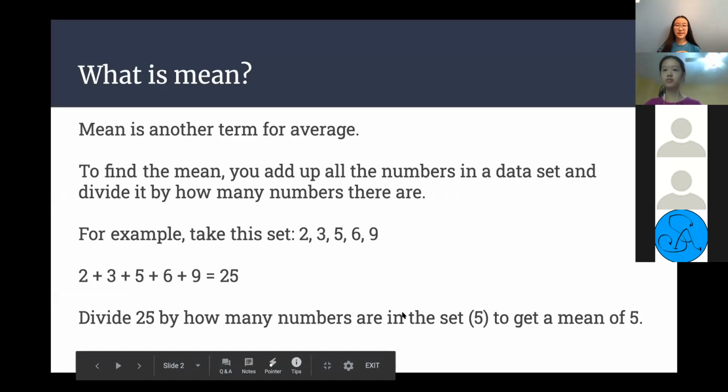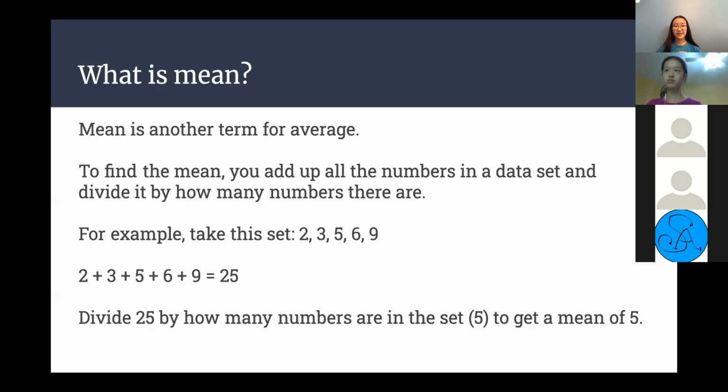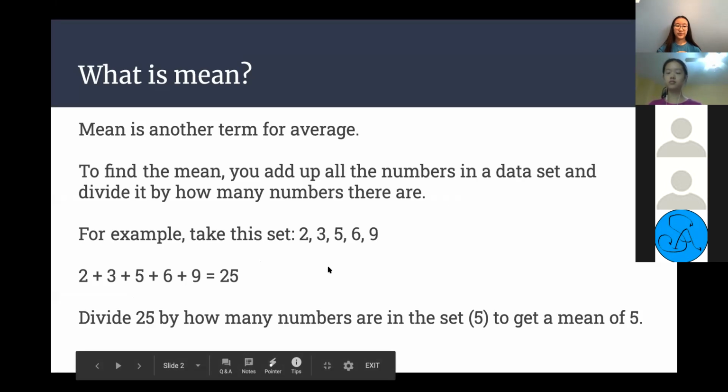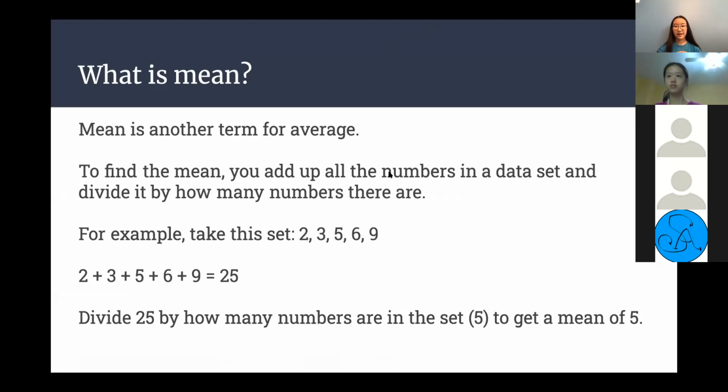To start off, mean is another term for average. To find it, first you have to find the sum of all the numbers in the data set, and you divide that sum by how many numbers there are. So if you have that set on the screen, you would add 2 plus 3 plus 5 plus 6 plus 9 to get 25. And since there's 5 numbers in the set, you would divide 25 by 5 to get a mean or average of 5.